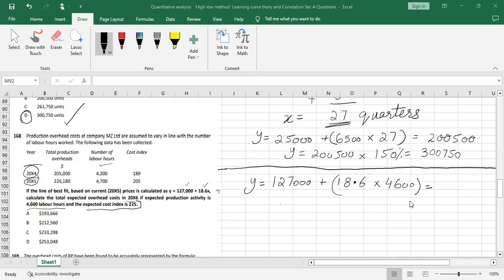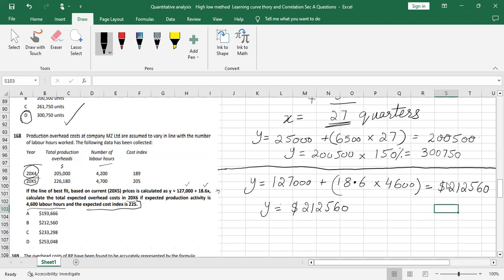Attempt all of you. Total value of overhead is 212,560. Once again, you have 212,560 in the answers. So you will assume that B is your answer, but it is incorrect. Now you will adjust the value with the index.